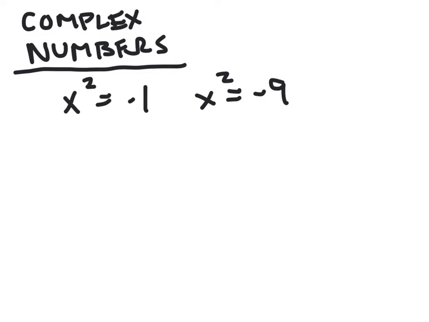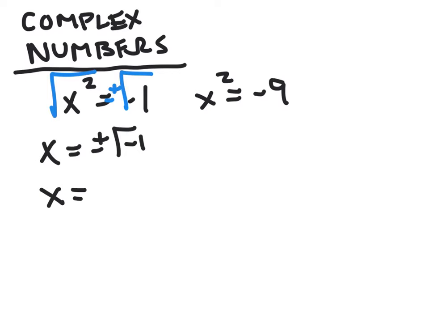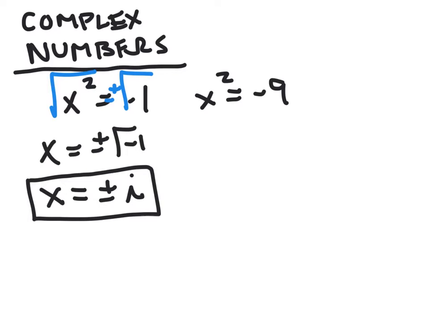So let's go back to the question that we just were talking about. If I take the square root of both sides, so let's say I take the square root of this side and also the square root of this side, I get x equals plus or minus the square root of -1. Now the square root of -1 is exactly i, and so I can write this as plus or minus i. My two solutions to my quadratic problem are plus and minus i.